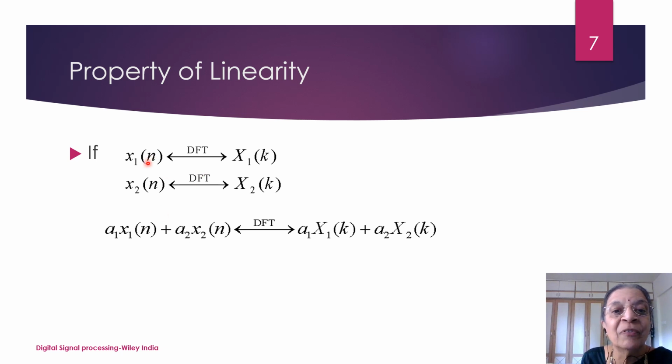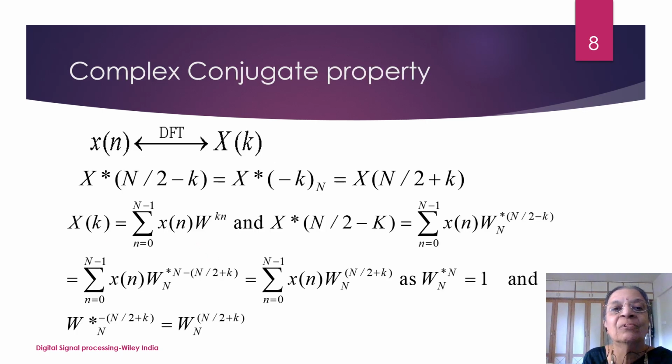In this case, if x1(n) transforms to X1(k) and x2(n) transforms to X2(k), then a1 into x1(n) plus a2 into x2(n) transforms to a1 into X1(k) plus a2 into X2(k). This is what is called as the linear combination. So superposition holds good here because the system is linear.